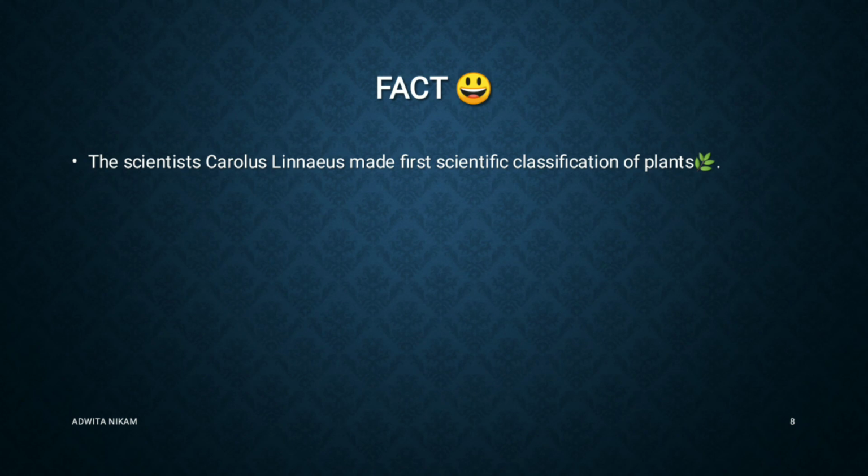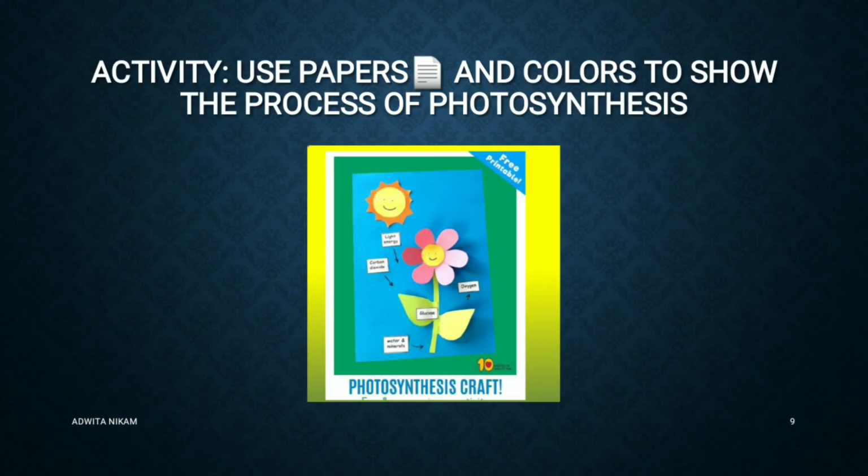Okay, so I think you must be tired. So now I'm going to tell you an activity. Use papers and colors to show the process of photosynthesis. See here I've given the photo. So this flower is laughing and the sun is also laughing and giving it sunlight, and then there's carbon dioxide and oxygen. The plant got oxygen, and then glucose. There is glucose, and water and minerals are going to the stem from below the ground.